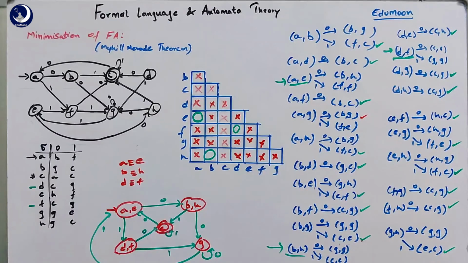So that is how we minimize a finite automata using the Myhill-Nerode theorem. Here we tried to implement all the working in a single board, so that you don't get confused in the next concepts. So this is about minimizing a finite automata.